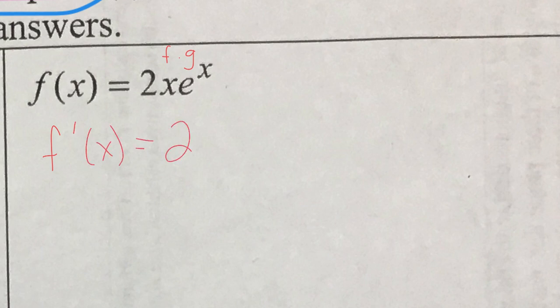So we'll put the 2 out front, and then take the derivative of x times e to the x. The product rule says f prime times g plus f times g prime.